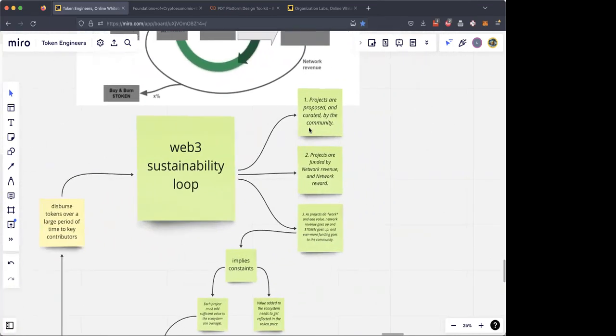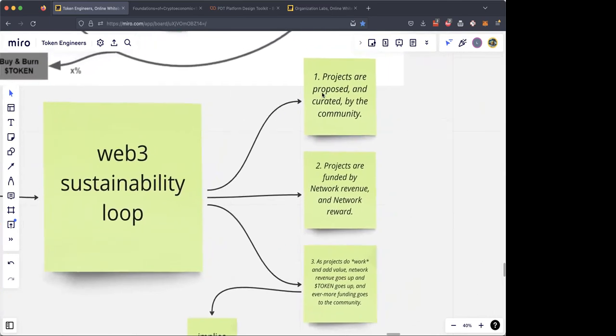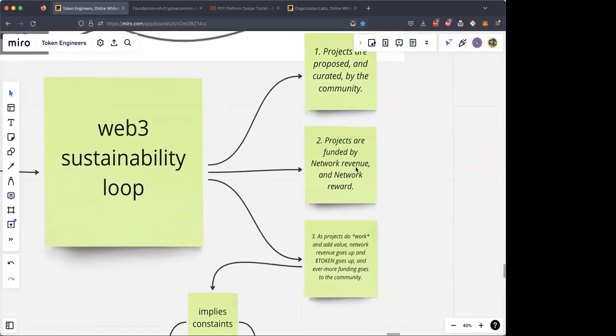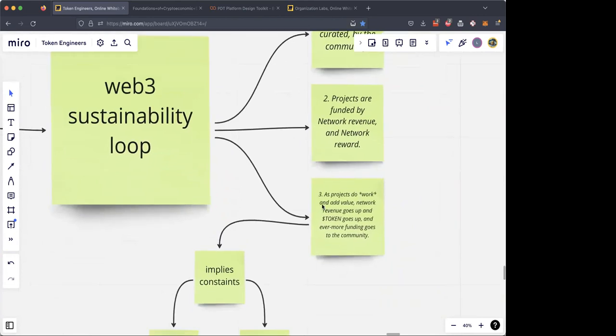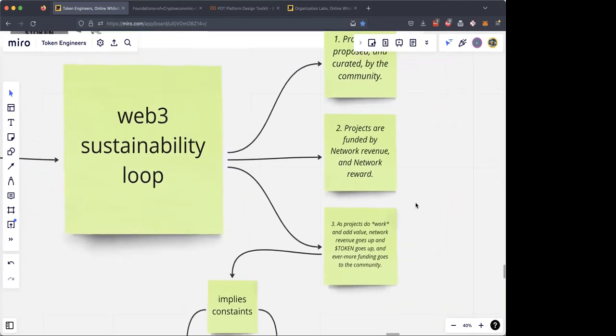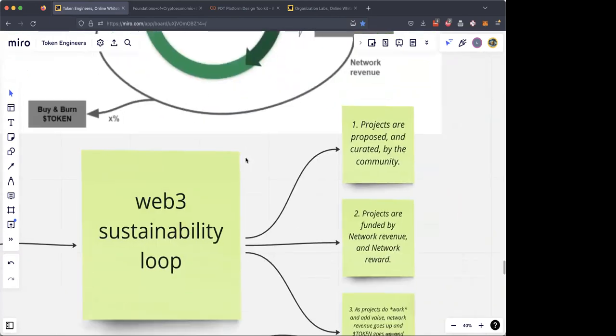So this is how he outlines it. Web3 sustainability loop. Projects are proposed and curated by the community. That's step one. And those projects are funded by network revenue and network reward. Step three is projects do work and add value. Network revenue goes up, token goes up, and ever more funding goes to community. So it's a growth loop.